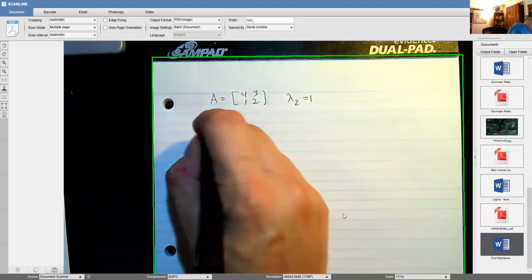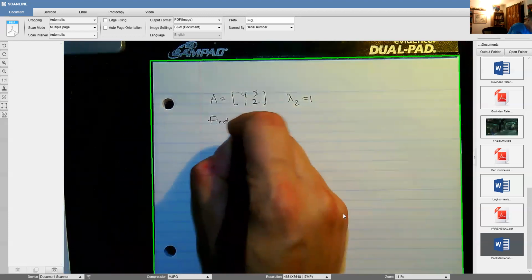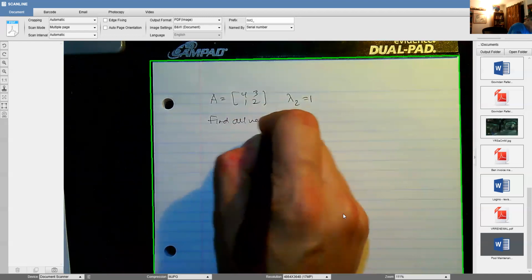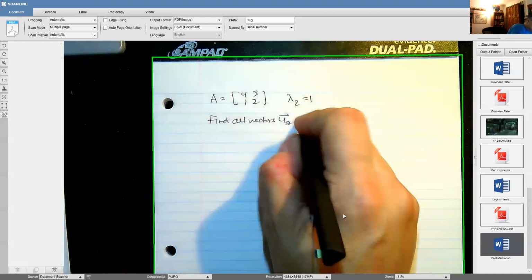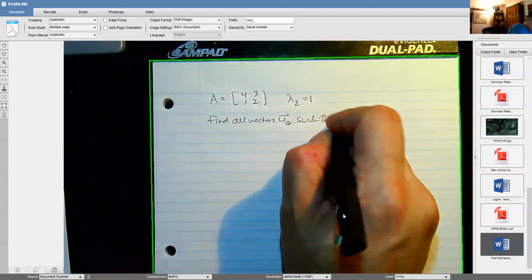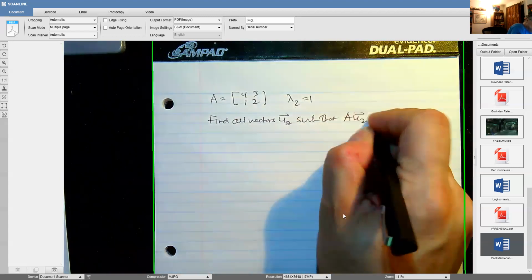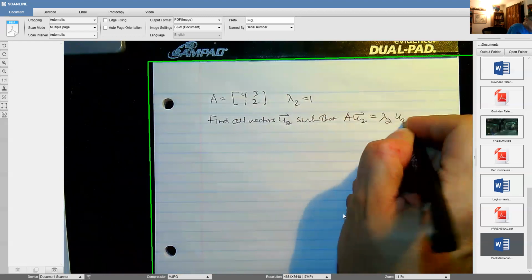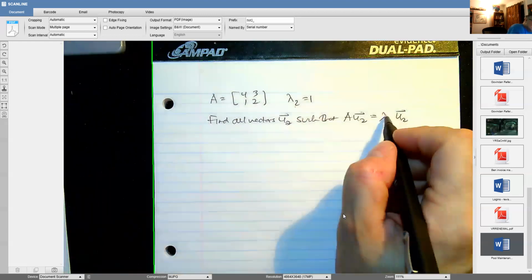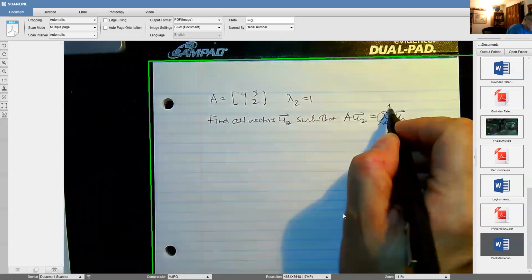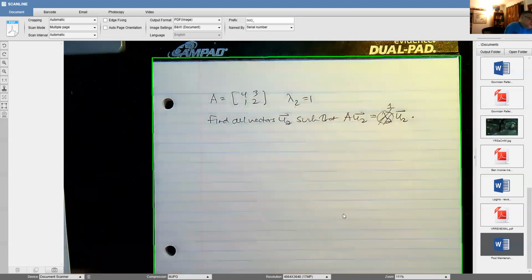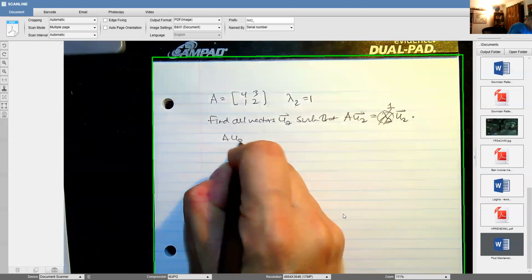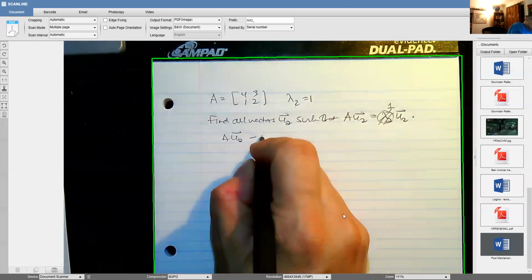And so we want to find all vectors, and I'm going to call them u2 because they're going to correspond to that eigenvalue, such that A u2 is equal to lambda 2 times u2, and that lambda 2 is just 1. Okay. So the first thing I do is I pull the u2 to the left.